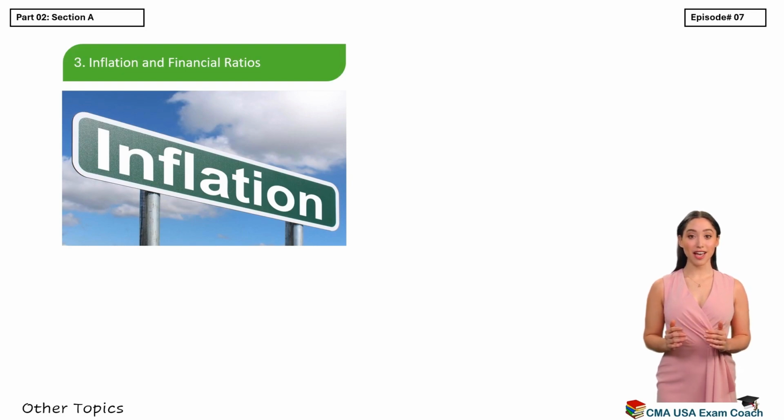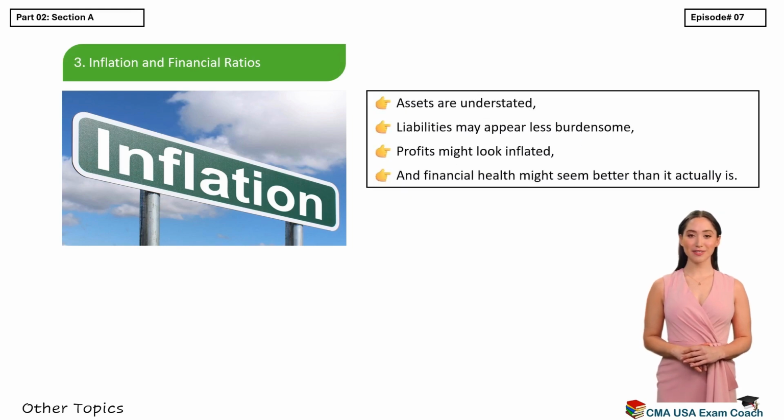Now, how does inflation affect financial statements? When inflation is high, the historical cost recorded in financial statements becomes outdated. Let's break it down. Assets. Assets such as buildings, machinery, and inventory are recorded at their original purchase price. Due to inflation, their real market value may be much higher, but the financial statements still show the old, lower value. This leads to an understatement of the company's true asset value.